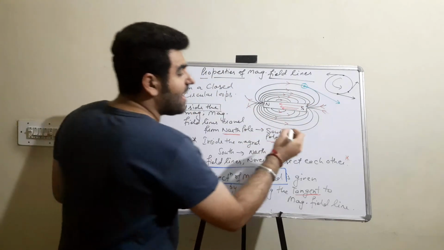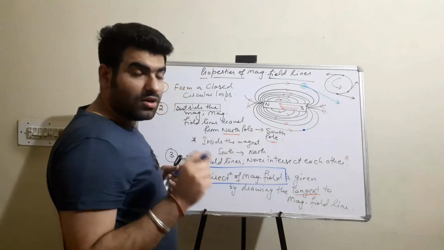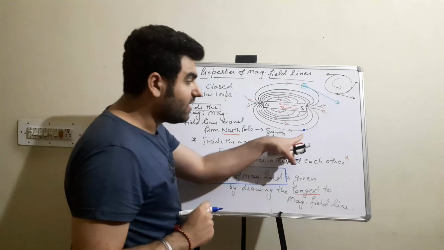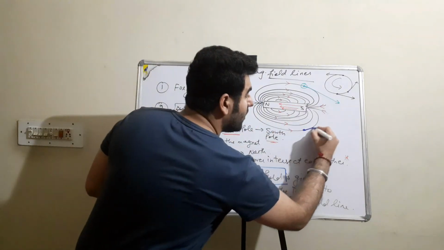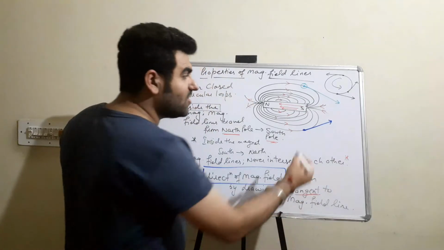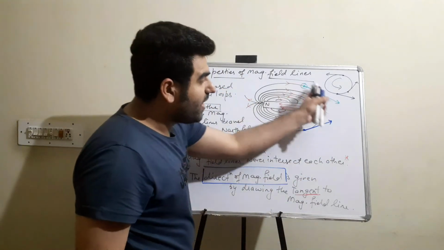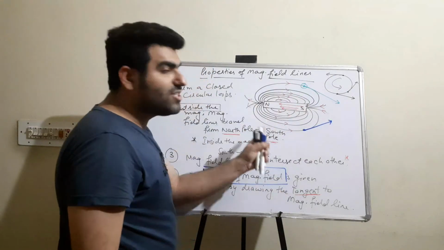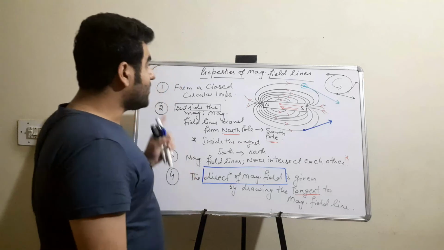Similarly, if I want to define the direction of the magnetic field at this instant of time, the field is moving like this, so I'm going to draw the tangent over here. So this is the direction of the magnetic field. At this point, this; at this point, this. So at each and every instant, the direction is going to change.